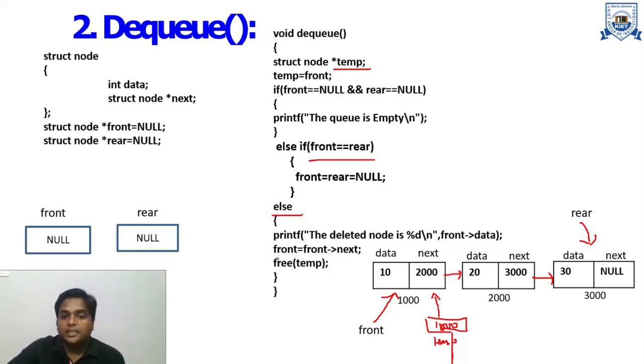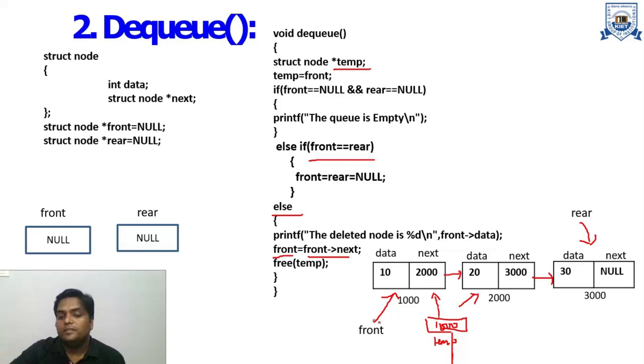That is, front is equal to front to next. So front is what? Front is 1000. Now what is the value of front? The value of front is front to next. Front to next is what? 2000. So that means front is pointing to this particular memory location.